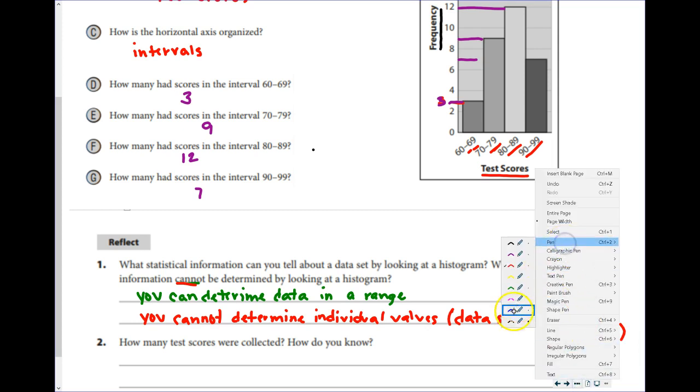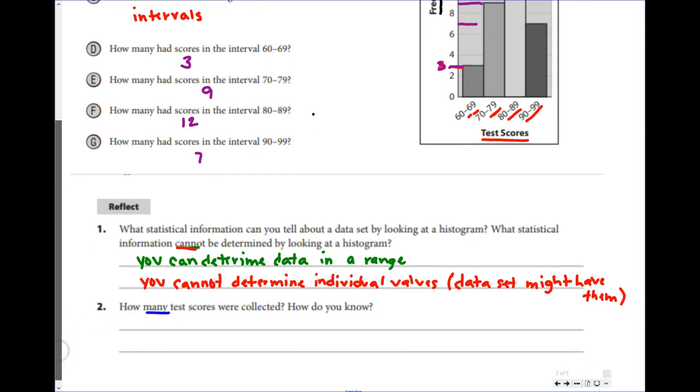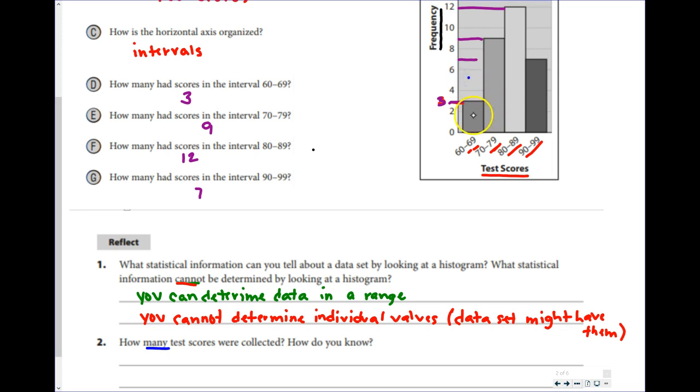Number 2 is asking how many total test scores were collected. So if I collected 3 scores here, 9 scores here, 12 scores here, and 7 scores here, then all I have to do is add 3 plus 9 plus 12 plus 7 to get my total scores. That is 31, so there were 31 total test scores in the data set.